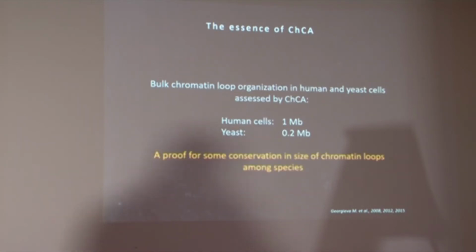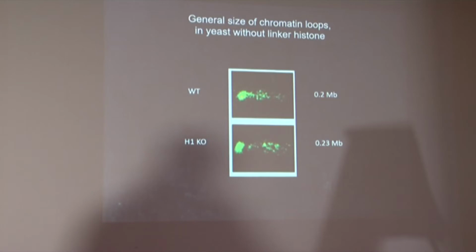So we can tell that there is some kind of evolutionary conservation of these loops, I mean general loops in the nucleus organization. What about the yeast without linker histones? People found the gene for linker histone, and it is easy to delete this gene, and the cells are viable. Strange, but they are viable. And as you see, the loop size of cells without linker histone is a little bit bigger. Not so much. The strange thing is that cells are viable.